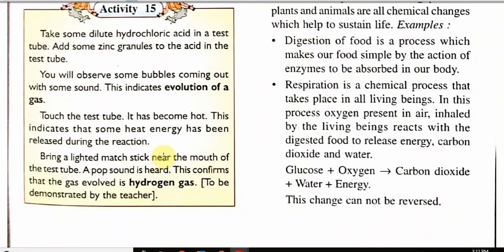Students, let us see this activity number 15. Take some dilute hydrochloric acid in a test tube. Put some zinc. You will observe that some bubbles are coming out with some sound. This indicates evolution of gas, which is hydrogen gas, being produced. Now touch the test tube. It is hot. This indicates that heat energy has been released.